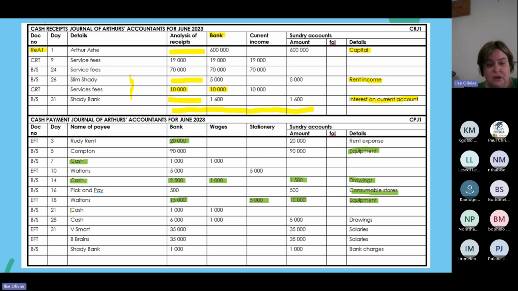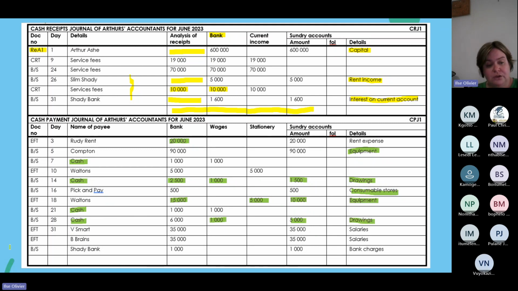On the 21st, it was also money that you drew from the ATM, that is why it's cash. And on the 28th, remember again, you paid the 1,000 rand for the wages and the 5,000 rand, that was the drawings. Then on the 31st, you paid your 2 accountants, total 70,000 rand, but because it's 2 people that have to get 2 different electronic funds transfers, it will be 2 different amounts. And then for Shady Bank, that was your bank charges.